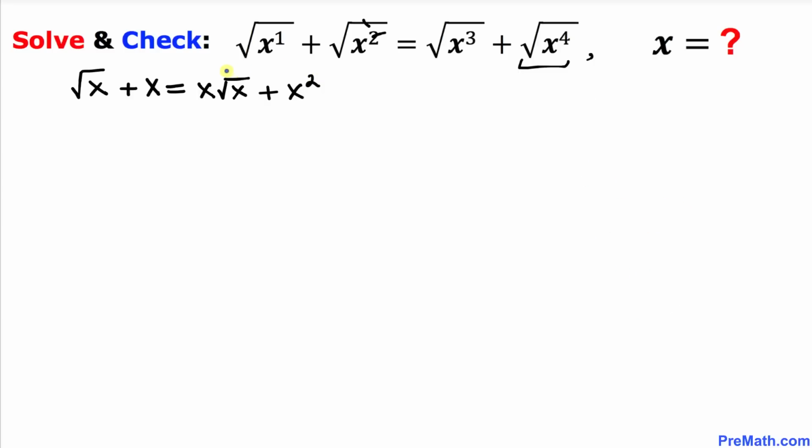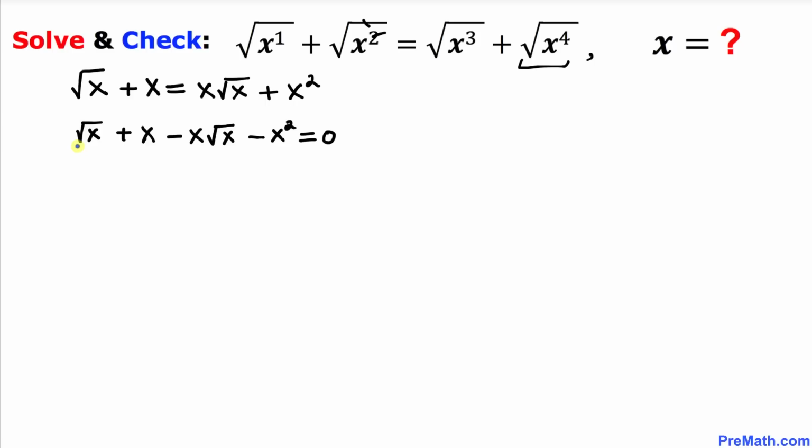Now let's go ahead and move these terms to the left hand side. So this equation could be written as, we already have square root of x, and then plus x. When we move these to the left hand side, it becomes negative x times square root of x, and then minus x^2 equals 0 on the right hand side.